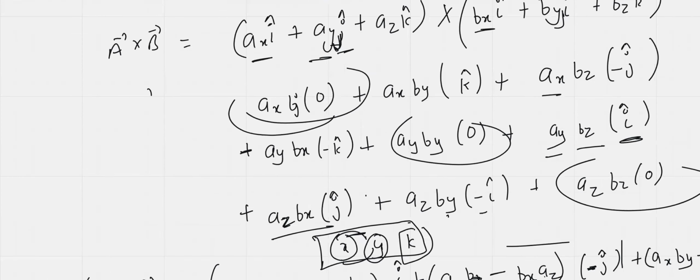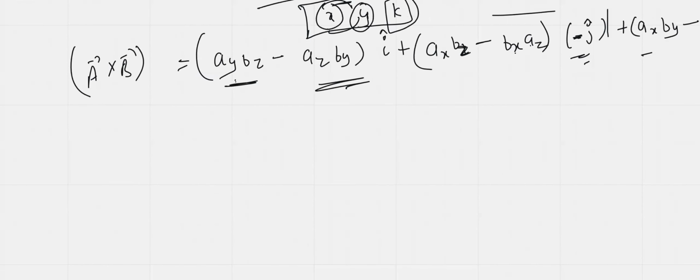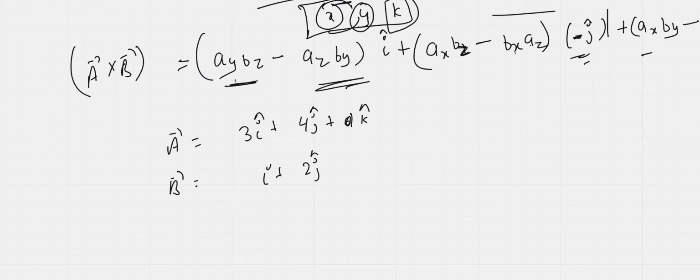Now assume I give you the values directly. Let's say a is equal to 3i plus 4j plus 1k, and b is equal to i plus 2j minus 5k. And I ask you to give me a cross b. You have an option: you just go and multiply one by one, one by one, one by one. You know how many times you have to do it? You have to do it 9 times.